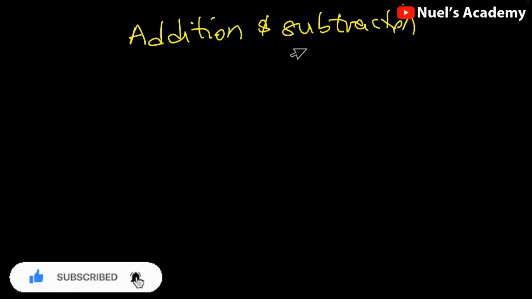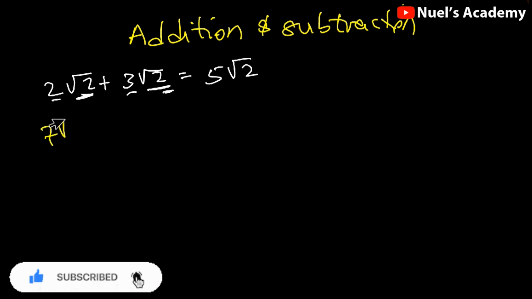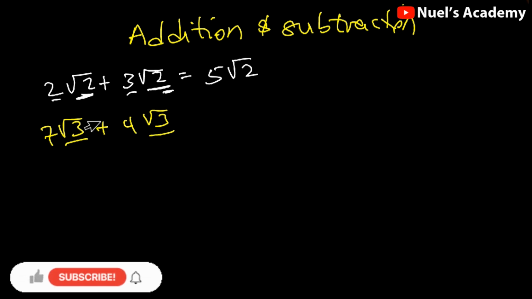Let's discuss addition and subtraction of surds. When should you add or subtract surds? If you have 2 root 2 plus 3 root 2, this is going to be 2 plus 3, which is 5, then root 2. Just pick one of the root 2. So you add or subtract surds when the radicals are the same. If the radicals are the same, you just add or subtract the coefficients as the case may be. For example, if you have 7 root 3 plus 4 root 3, since the radicals are the same, you just add these coefficients. 7 plus 4 is 11, then you have 11 root 3.